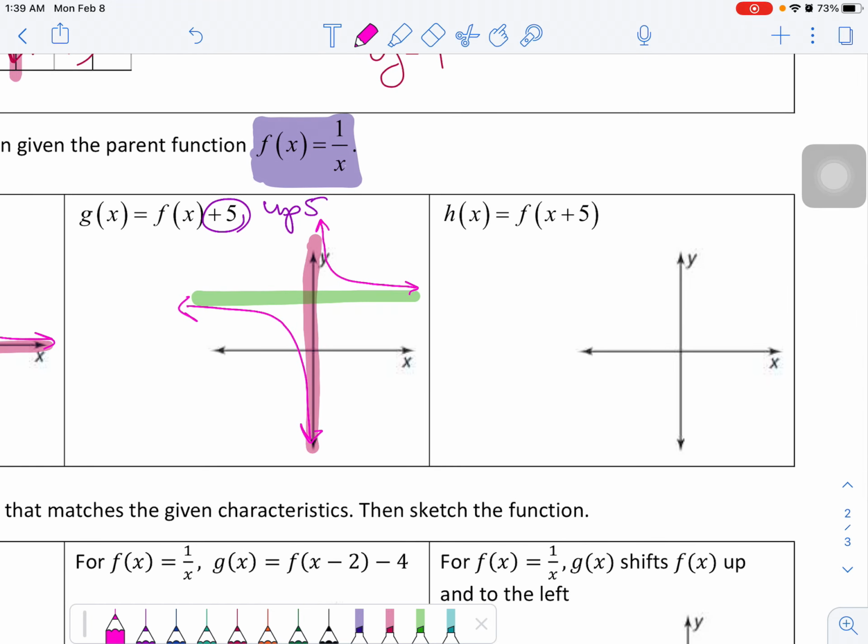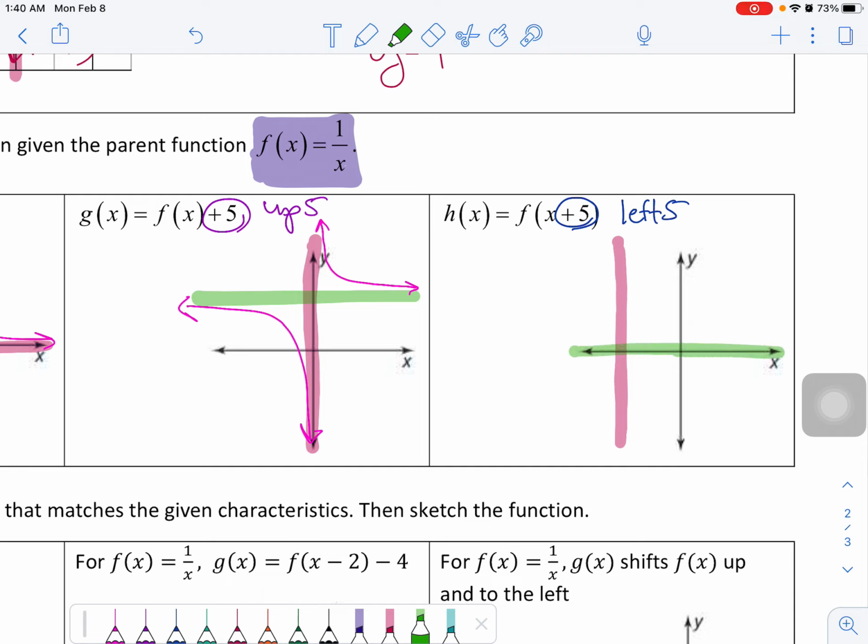All right, and then the last one for part 3 here, we've got x plus 5. The x plus 5 is inside the parentheses, which means this is going to be moving to the left 5 units. So that vertical asymptote that should have been on the y-axis, we're going to just shift it to the left 5 units. Let's call that 5 units to the left. The horizontal asymptote is not making any changes.